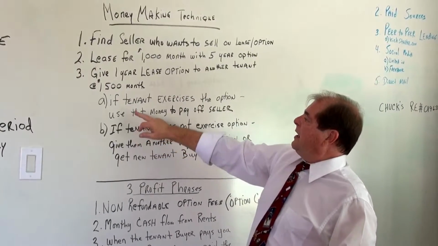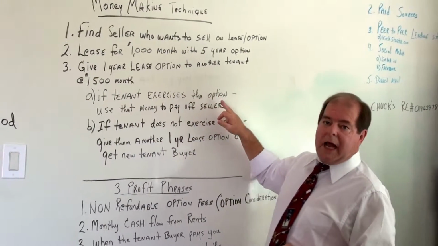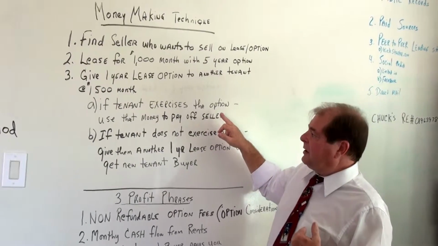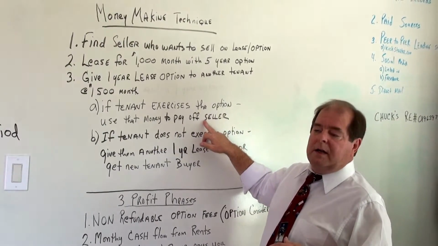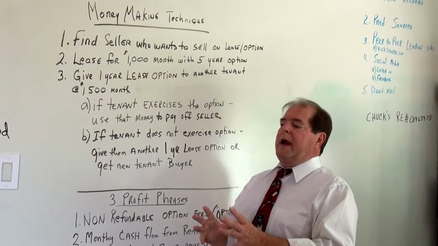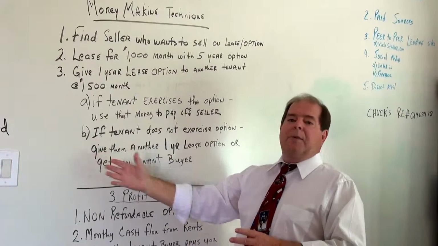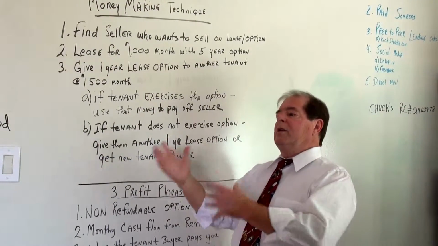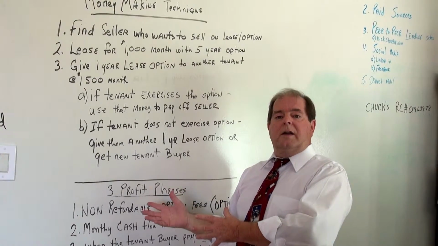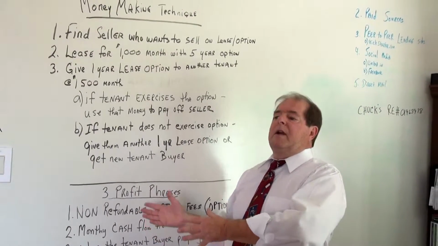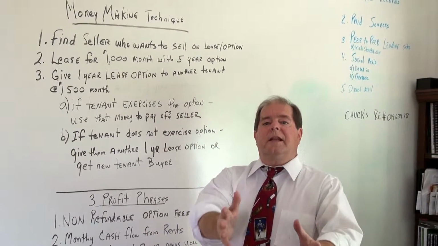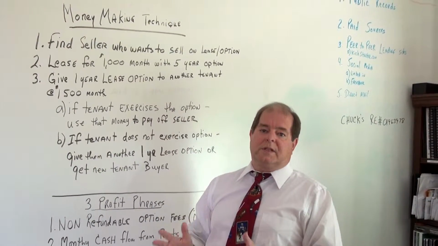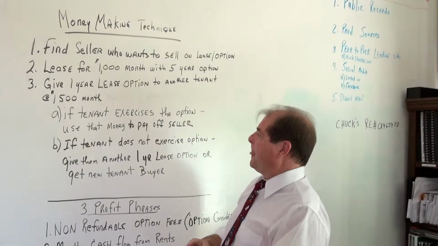Okay, now, if the tenant exercises the option to purchase it from us, we are going to use that money to pay off the seller. So let's say we're buying it for $100,000, but we're selling it to the tenant buyer for $120,000. When he goes out and gets the loan for the $120,000, puts the deal together, and puts that into escrow, we're going to take $100,000 of that and give it to the seller. We're left with the spread, which is $20,000 in that example.